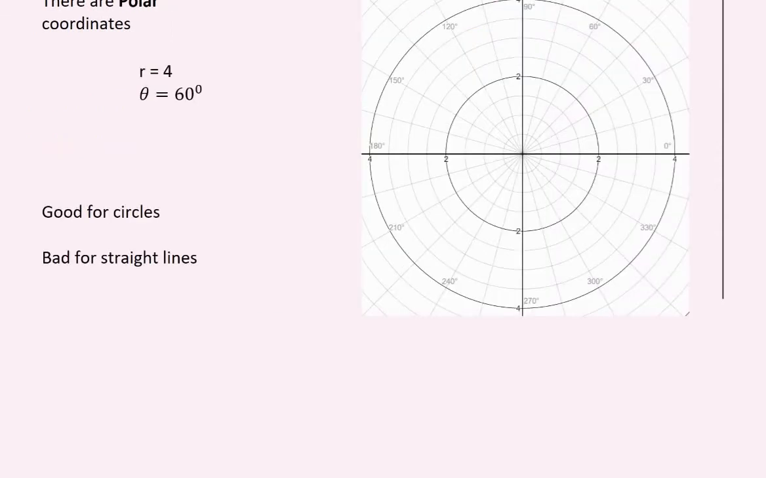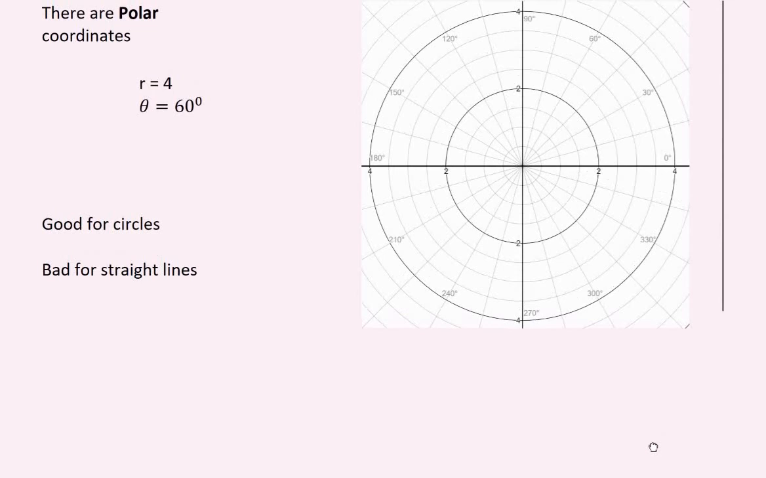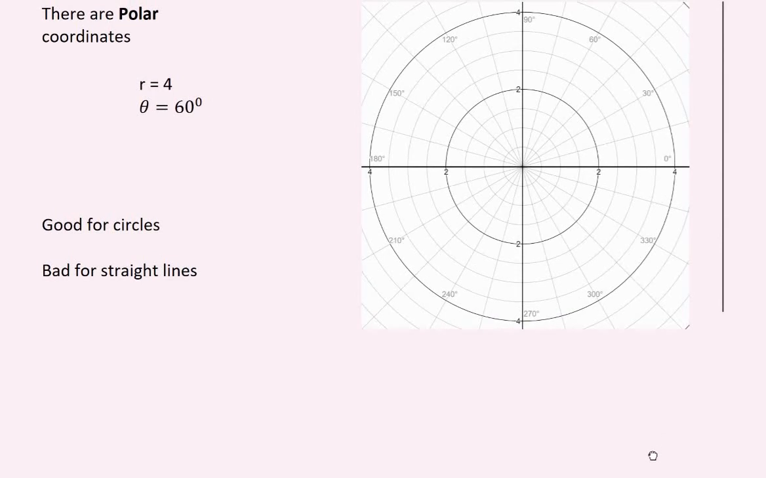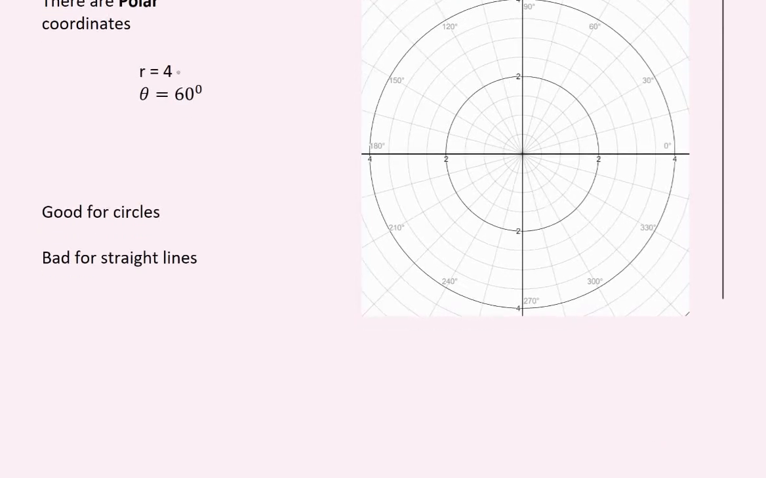However, looking at polar coordinates, these are slightly different. So rather than an x and a y coordinate, you have an r and a theta. That's basically going to be an angle and a radius. So for this coordinate here, we have a radius of 4. That means on my big circular grid here, I'm going to be 4 squares away. Okay, I'm going to be on this line of 4. And also my angle is 60 degrees.